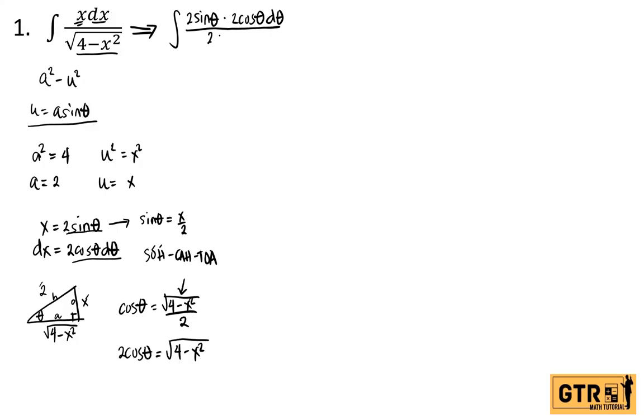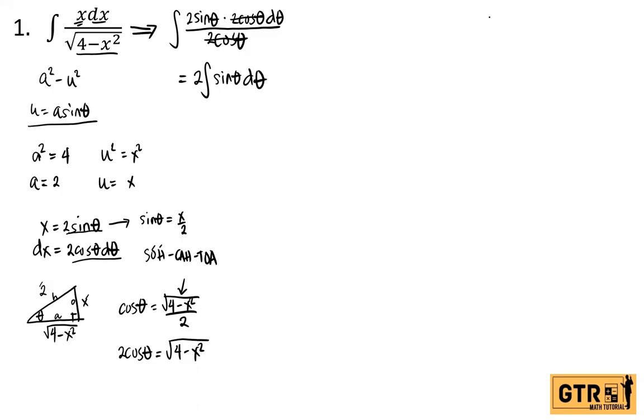So therefore, we have 2 cosine theta. So now we can simplify this. We can cancel 2 cosine theta in the numerator, 2 cosine theta in the denominator. What is left is integral of 2 sine theta d theta. And then we have constant, so we can move the constant across the integral sign. So therefore, we have 2 integral of sine theta d theta.